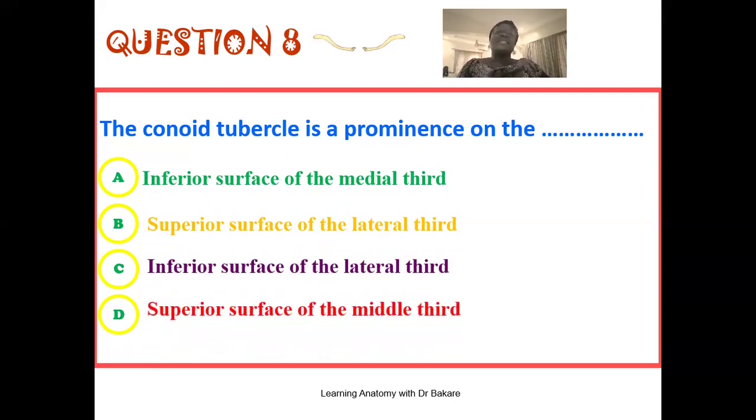The correct answer here, as it relates to the position of the conoid tubercle of the clavicle, is the inferior surface of the lateral third. This is where we have this tubercle located, and this is what gives the insertion point of the conoid ligament. We've also tried to highlight this in detail in our previous lecture on the clavicle.